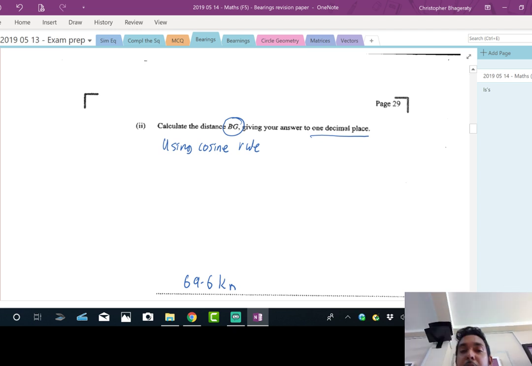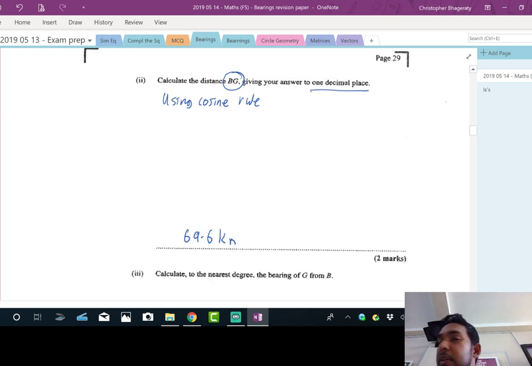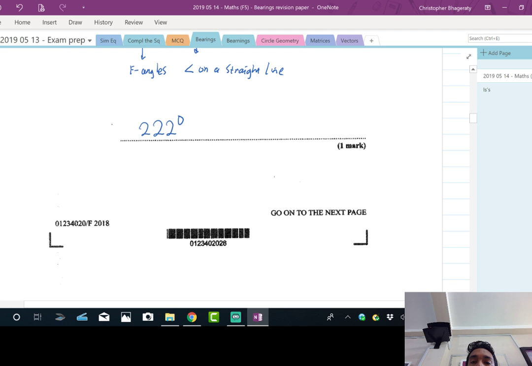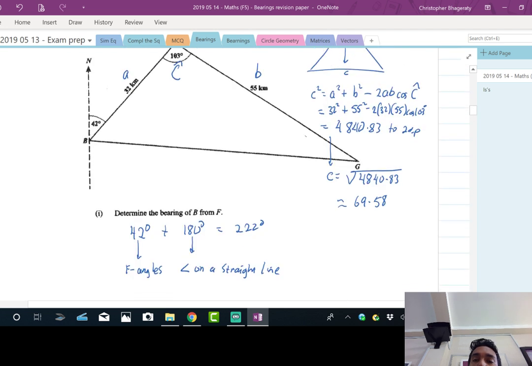69.6, correct. Alright, cool. Okay, no, I think we're okay. Have a seat anyway, Liam. We're doing some bearings first. 69.6, yes. To round it out, one decimal place, so 69.6. Alright, let's go back up so we can see that working. So this was the working for that part of the question.